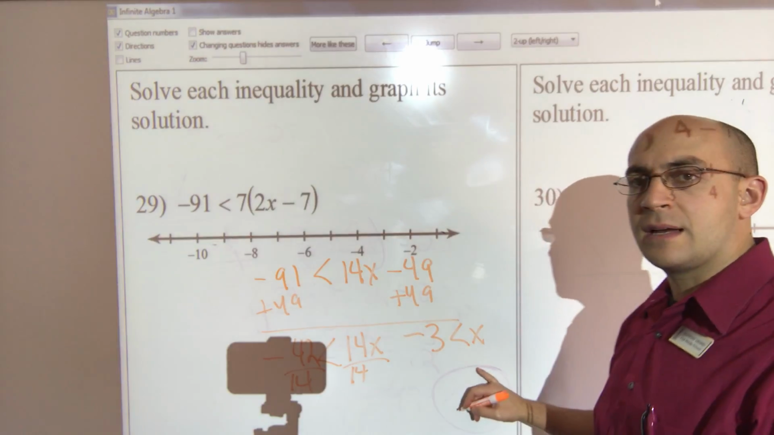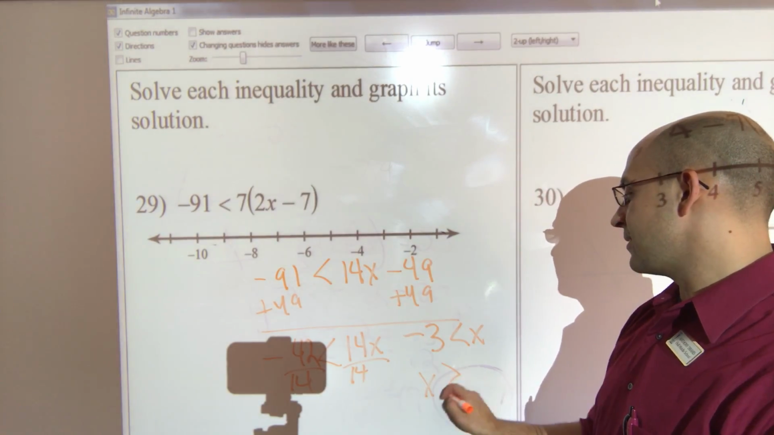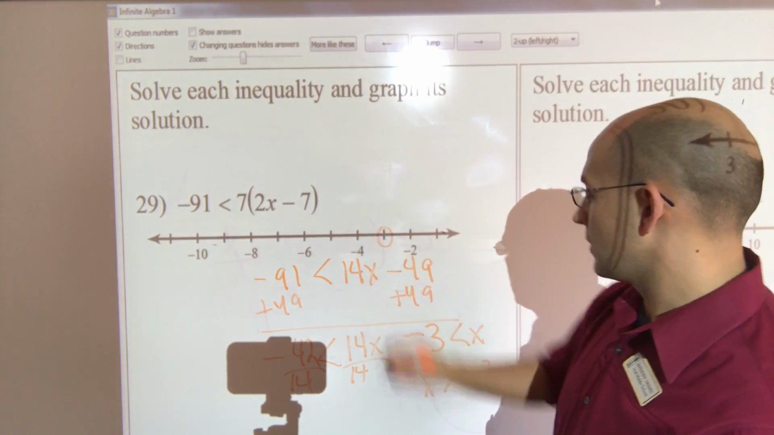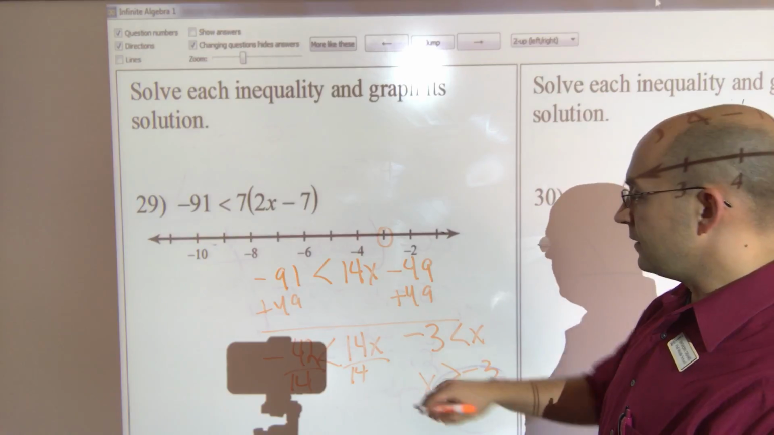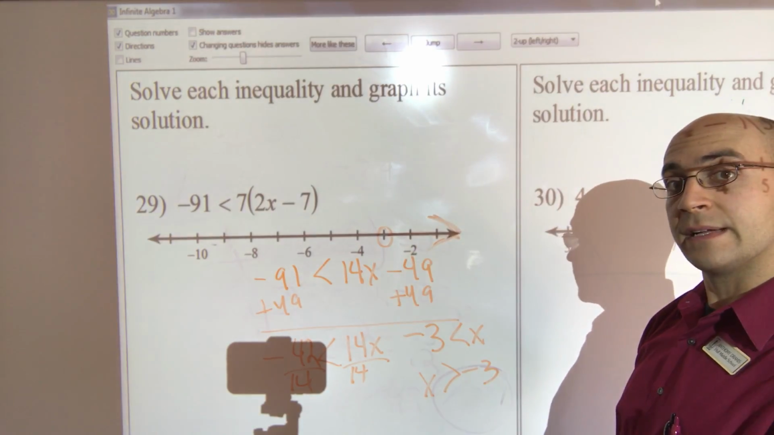But I can't graph that because it's going to go in the wrong direction. So I'm flipping this entire thing over. So it's going to be x is greater than negative 3. I'm going to find negative 3. It's an open circle because it's just a greater than sign. And the arrow is going to point in the correct direction by going to the right. That's my final answer there.